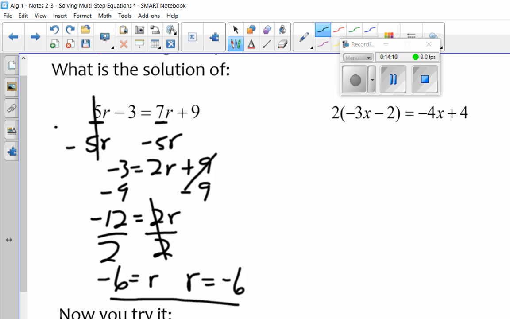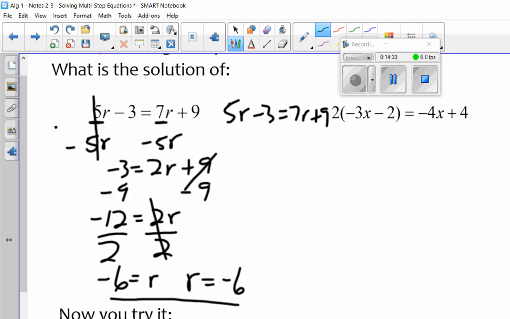But some teachers really want to make you do things their way, and they'll always say move it to the left. So let's just do that again. I got 5r minus 3 equals 7r plus 9. I'm going to ask you to write this one down again, just so you have 2 comparisons and you can see what I'm talking about.